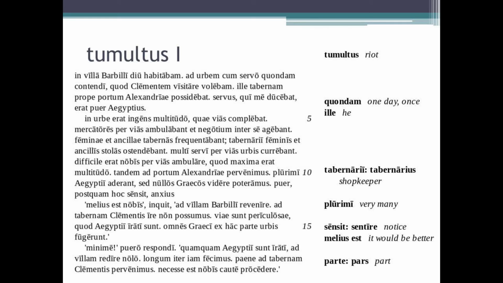No, I replied to the boy. Although the Egyptians are angry, I do not want to return to the house. We have now made a long journey. We have almost reached the shop of Clemens. It is necessary for us to proceed cautiously.